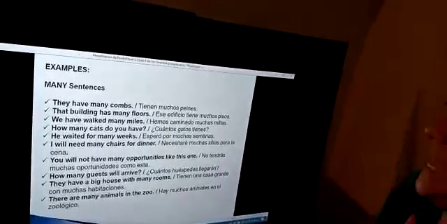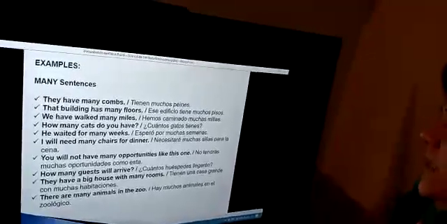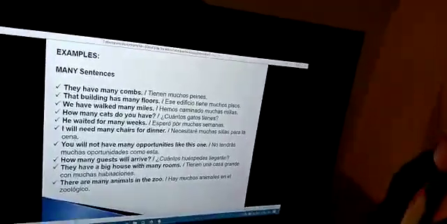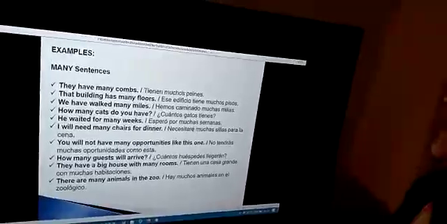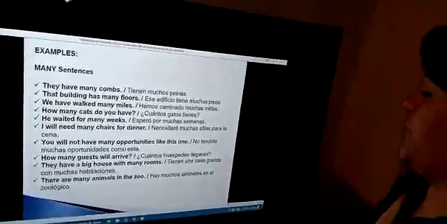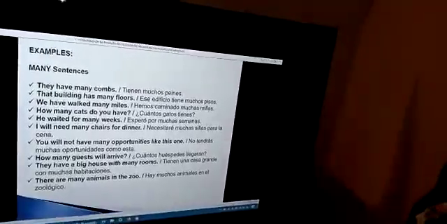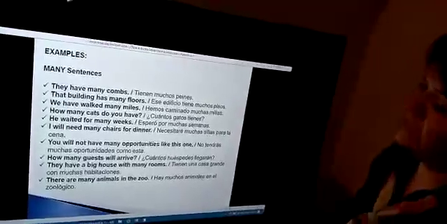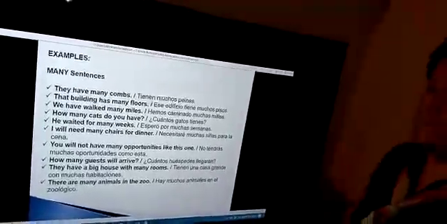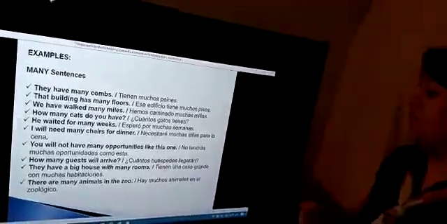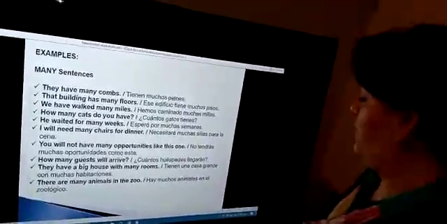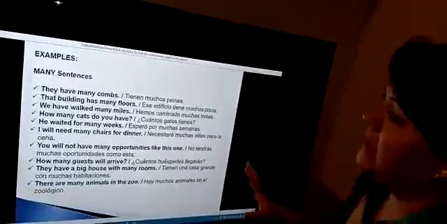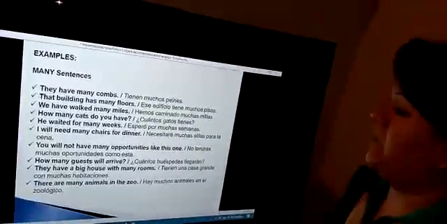The next question say, how many guests will arrive? En Spanish, ¿cuántos huéspedes llegarán? The next say, they have a big house with many rooms. En Spanish say, tienen una casa grande con muchas habitaciones. The last is, there are many animals in the zoo. En Spanish say, hay muchos animales en el zoológico. Okay, these are the examples of many sense, in English and Spanish.